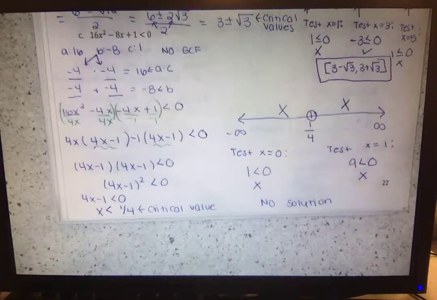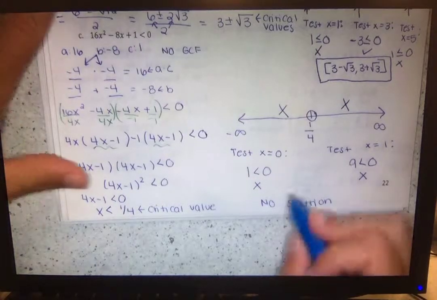So if 1/4 was a closed circle, our only answer would be 1/4. But because 1/4 didn't work, neither interval worked, so nothing worked. So no solution.